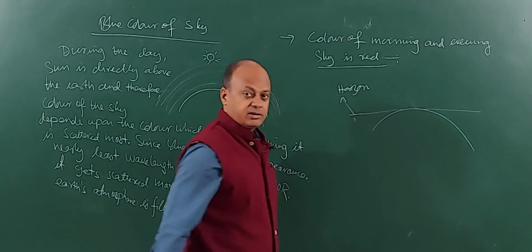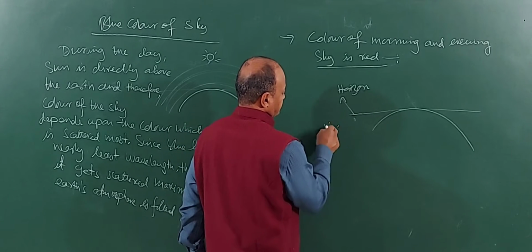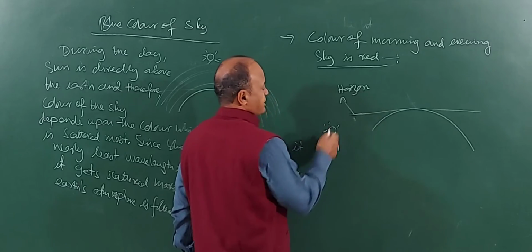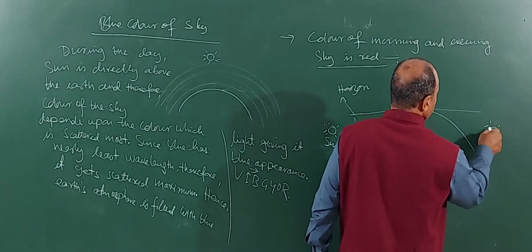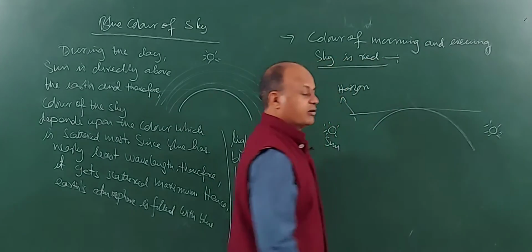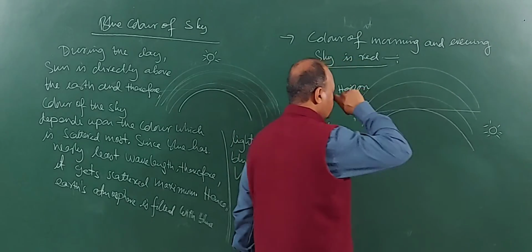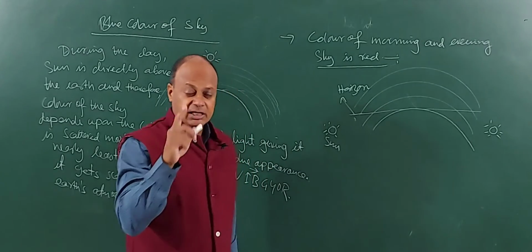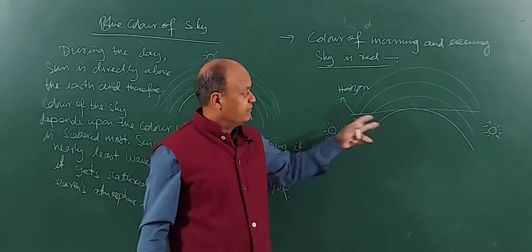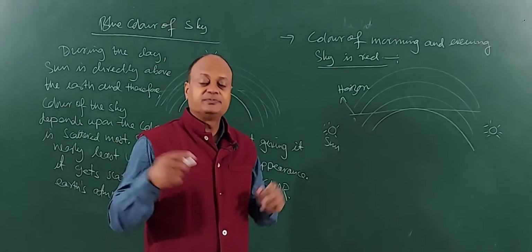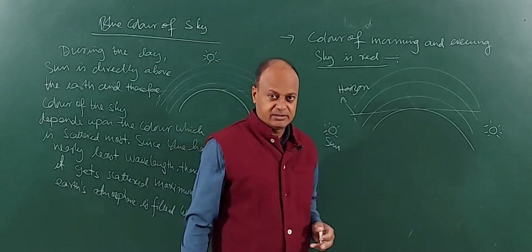Now, in the morning and evening, the sun is far away from earth. The sun is somewhere here. If this is the sun's position in the morning, then in the evening the setting sun will also be here. And we will find that the color of the sky is what? Red. This is Earth's atmosphere. So children, remember always that the color of the sky will depend upon the color which is filling the sky. So in the morning and evening, as the sun is far away from earth, then the rays having smaller wavelength.